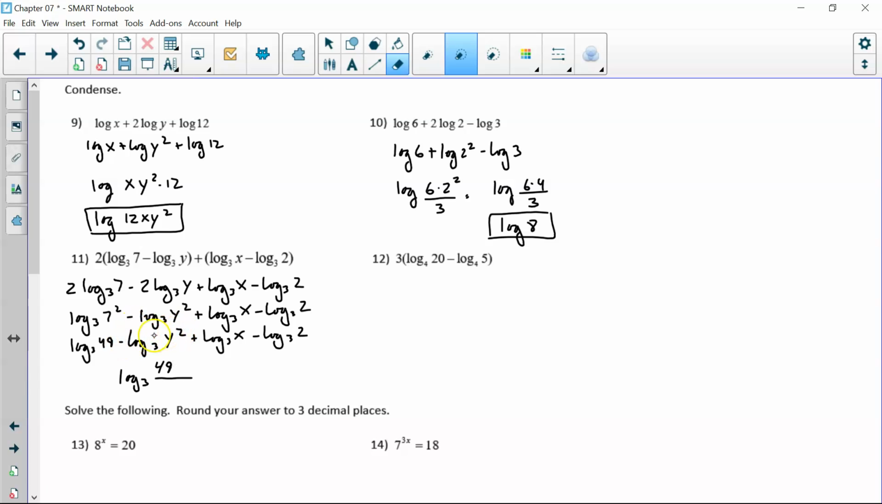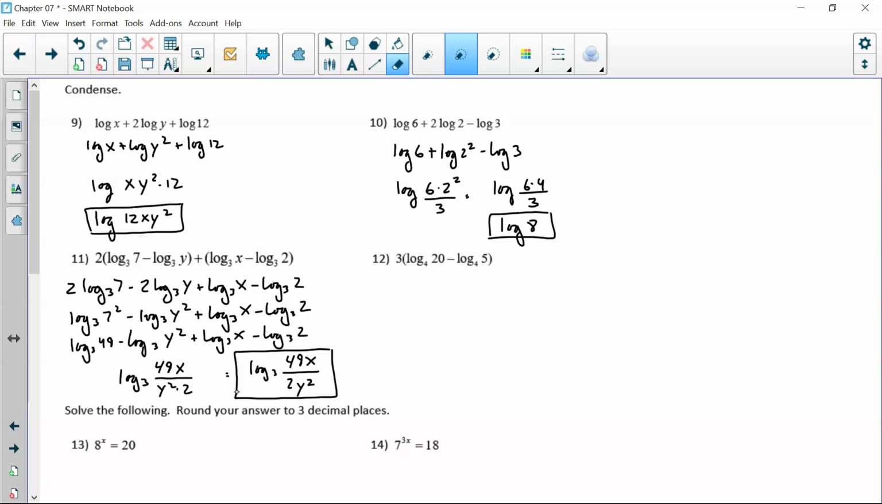Since for the y squared, you see there's a negative in front, y squared in the denominator. Positive in front of the log base 3 of x, so the x goes on top. Negative in front of the log base 3 of 2, so the 2 goes on the bottom. Now, we wouldn't leave it like that. It would be the log base 3 of 49x over 2y squared. And there we go.